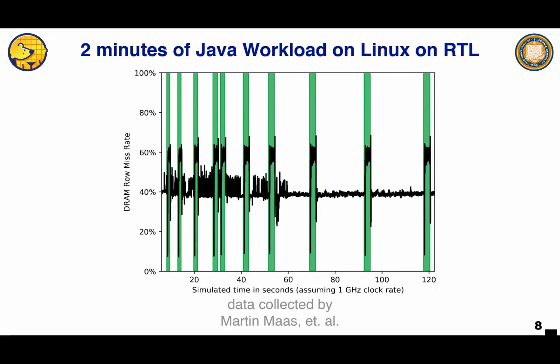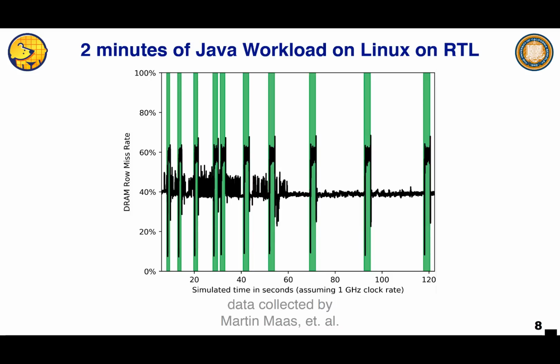To motivate some of this, this is Martin Moss collecting really awesome data on Rocket Ship RTL. He was doing hardware co-simulation of garbage collected languages and a hardware garbage collector. In this particular case, we were modeling a DRAM memory controller and measuring the row miss rate of different policies. It turns out that if you run 2 minutes of Java, stuff happens, and you want to see what's going on.